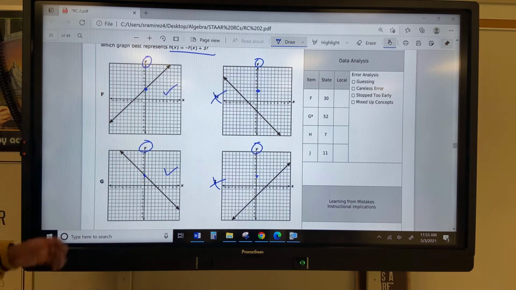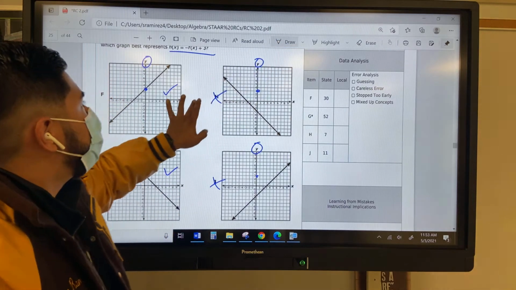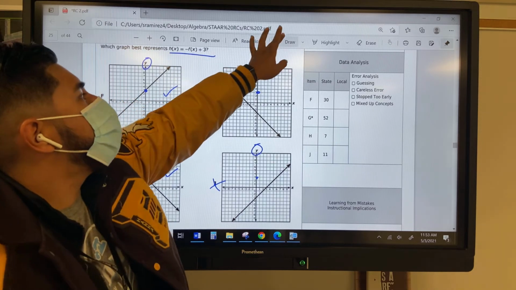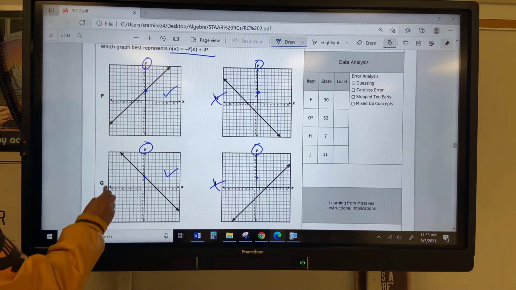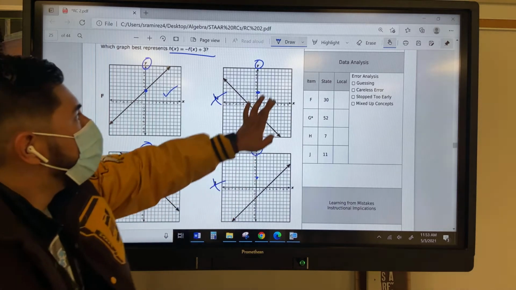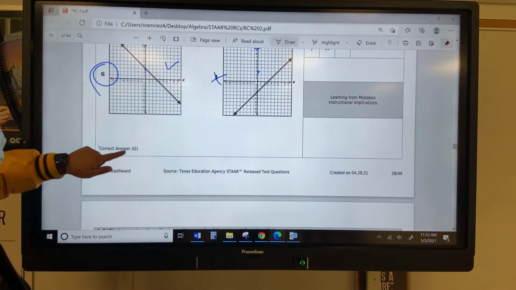Okay, so we're stuck between f and g again. Looking at the function, it's a negative f of x. Negative f of x means it's going down. Which one's going down? Boom. Am I right? Boom.